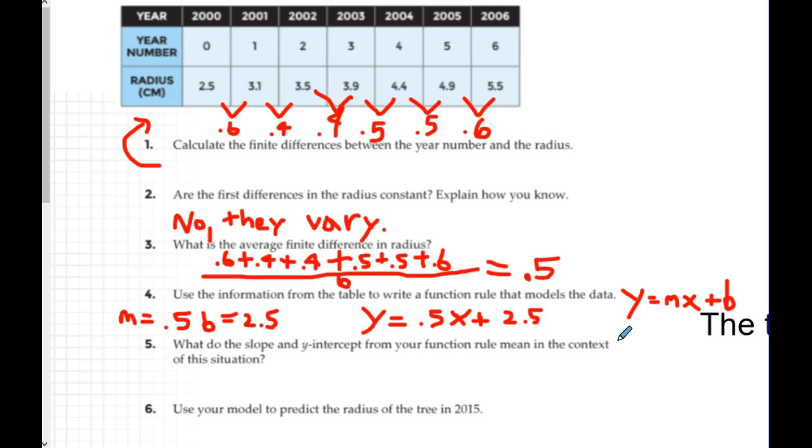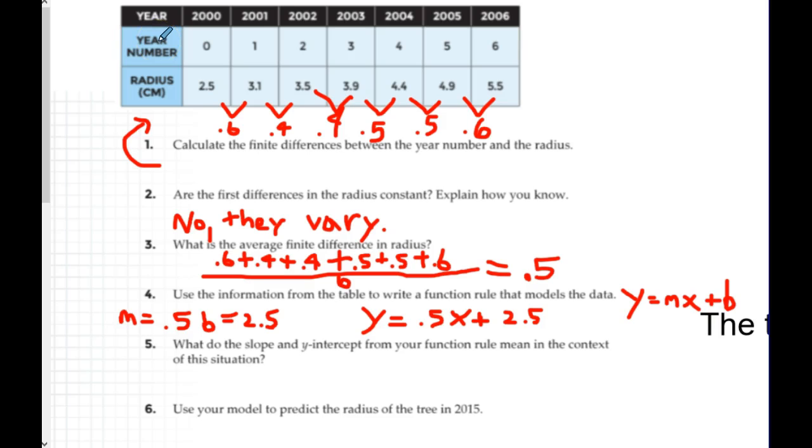There's the question. What does the slope mean? Now, we just said the slope was 0.5. What does that mean? If we're talking about rings. Well, somebody else. What do y'all think? What does 0.5 mean if we're talking about the growth of the tree and the rings? Again, we're talking about what the radius of the rings per what?